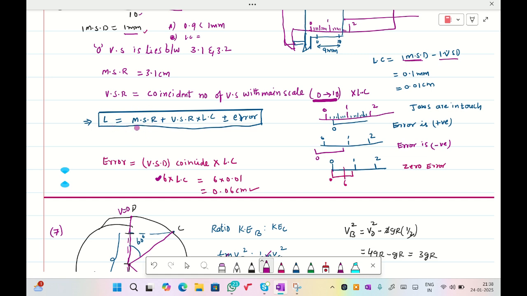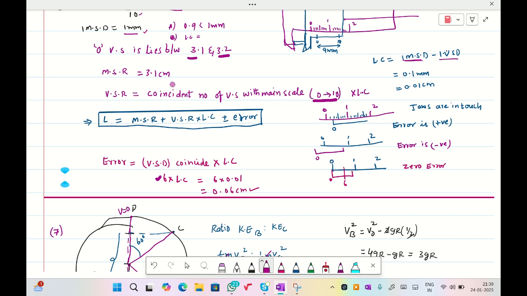And finding the MSR. After keeping the object between the lower jaws, check the zero of the vernier scale, lying between which values. For example, the zero of the vernier scale is lying between 3.1 and 3.2. Then the main scale reading is 3.1 only. Remember, this is very important. And the length of this object will be integral multiples of least count. So that is the type of question.